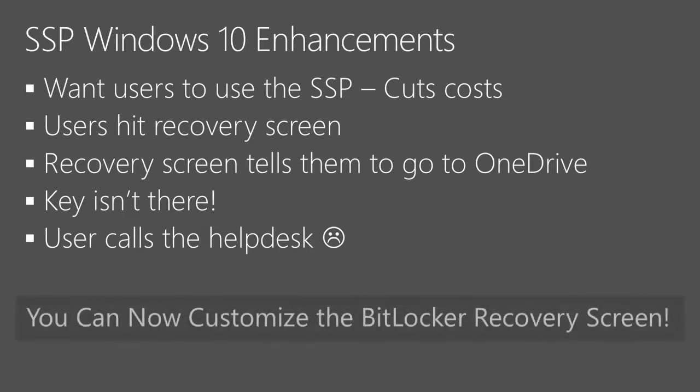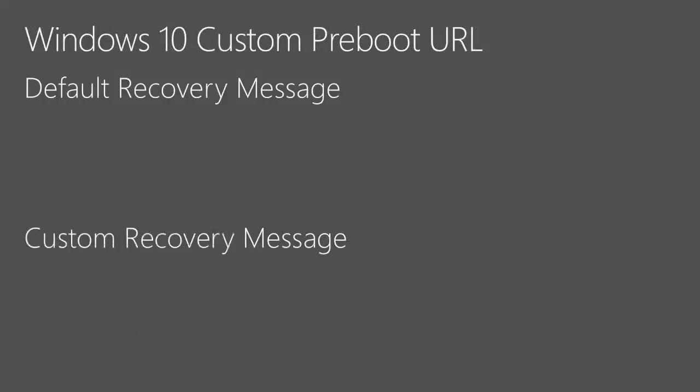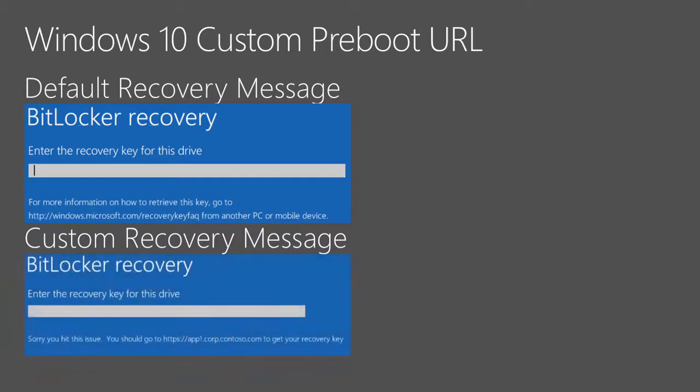So now what we've done is we let you customize that BitLocker recovery screen. So instead of seeing the OneDrive URL that you'll see here, instead of seeing that URL there that just points you at OneDrive, now you can put in your own message. So you can say, sorry you hit this issue. Go to this URL, which is the self-service URL, or you can call the help desk. So you can put as much text in there as you want to make that custom to your environment.